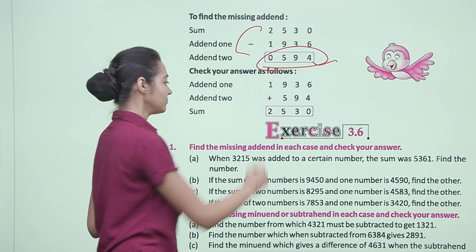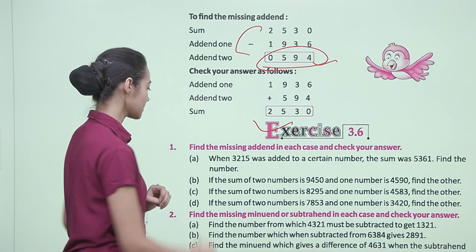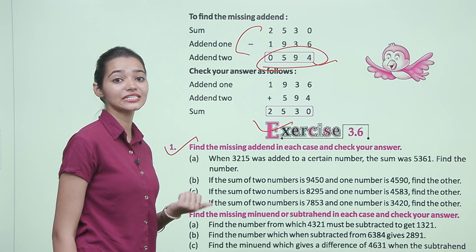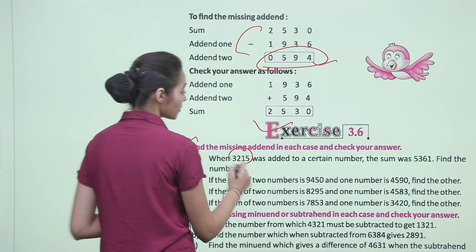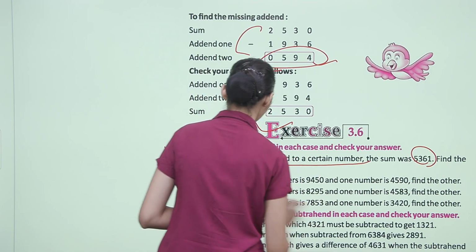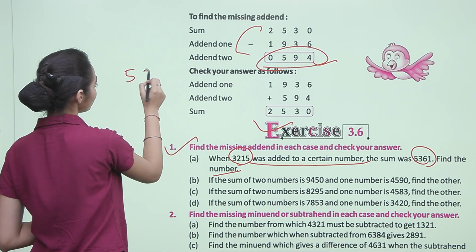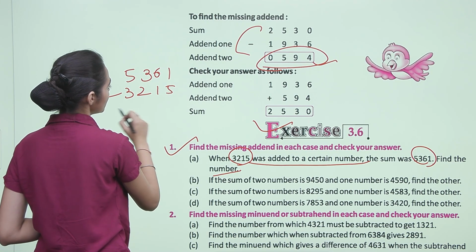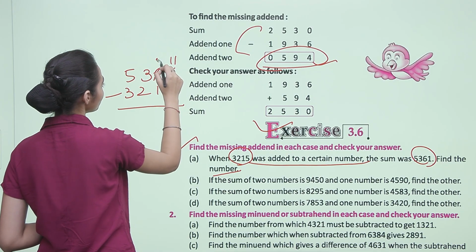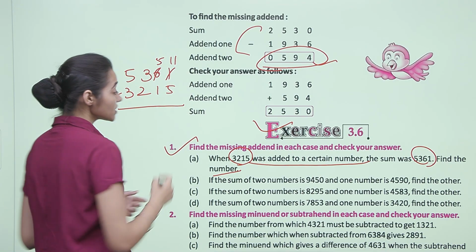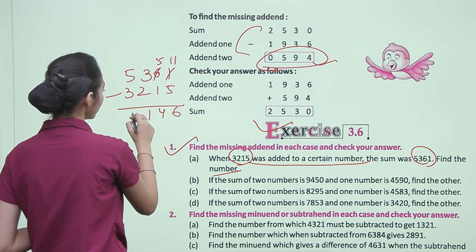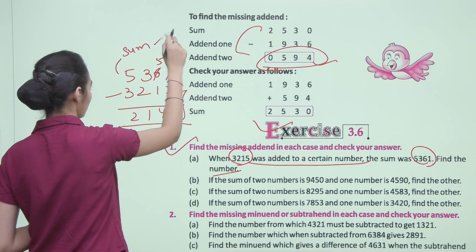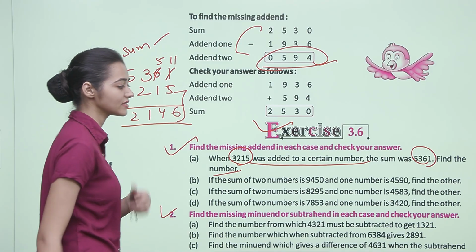Now let's start with exercise 3.6. In the first part, we have to find the missing addend in each case and check your answer. When 3215 was added to a certain number, the sum was this. We have to find the number. That means we will subtract 5361 minus 3215. So it becomes 11, it becomes 5. 11 minus 5 is 6, 4, 1, 2. And when you add both the numbers, you will get this as your sum. That's how you can check it, and that's how you can solve the second part also.